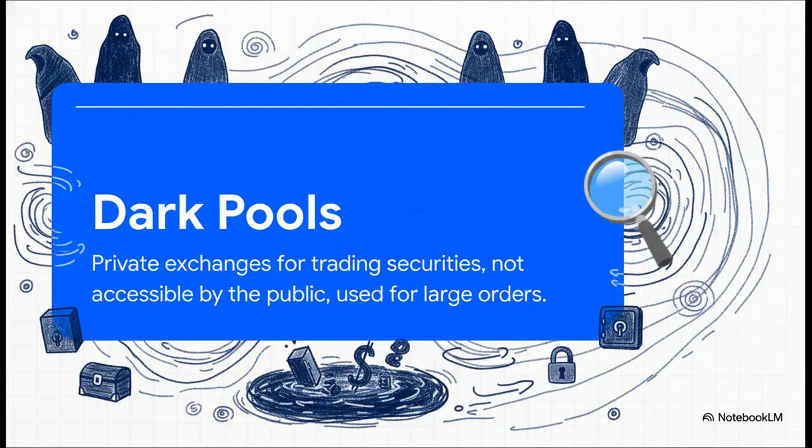Now, a lot of this high-level action doesn't even happen on the public stock exchange. It happens in places called dark pools. Sounds a little mysterious, right? They're basically private trading venues where huge institutions like pension funds can buy or sell enormous blocks of stock without tipping off the rest of the market and causing the price to move against them.